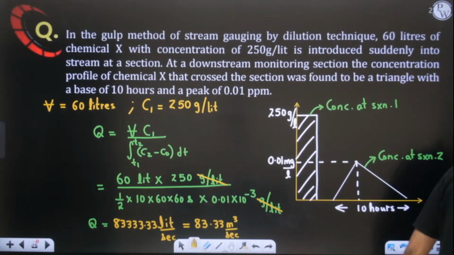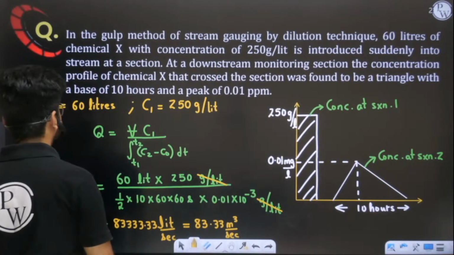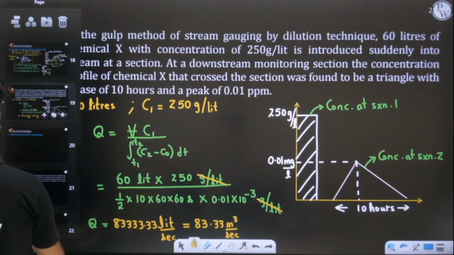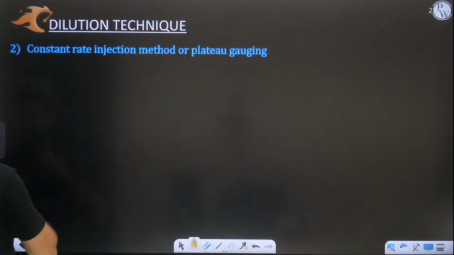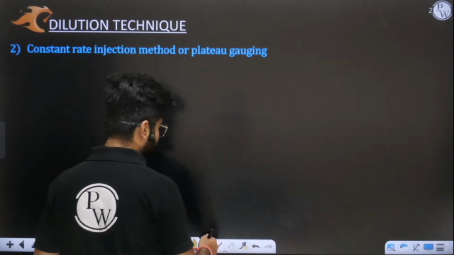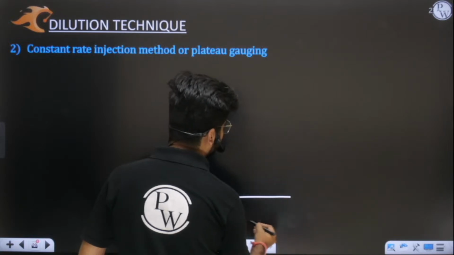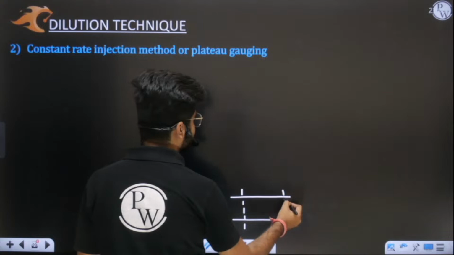Now we'll use the second method. So this was the first one. I hope this is very clear to you. Now I will use the second method, which is your constant rate injection method or plateau gauging. See what we do in this. Imagine we have a river or a stream. Let us say this is your section 1 and this is your section 2.